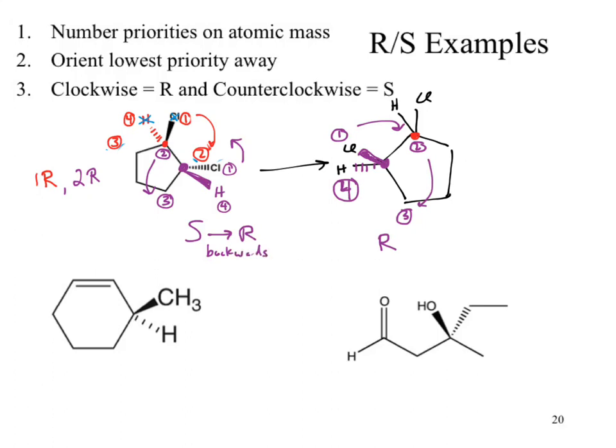That is the only version of these kind of manipulations that I can deal with. If the lowest priority is not wedged or dashed, but in the plane of the paper, I personally hate that question. I have to go through and redraw the structure. I have to do the rotation.